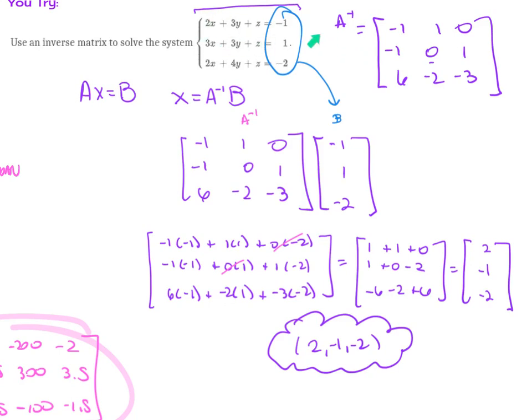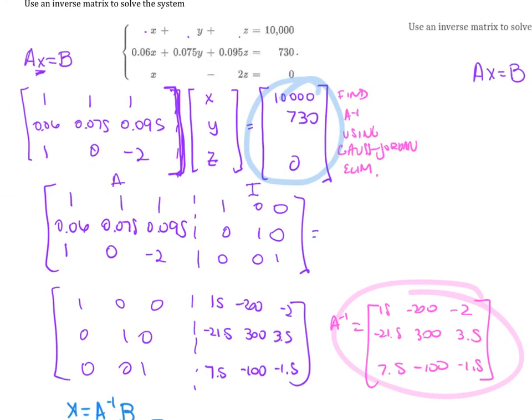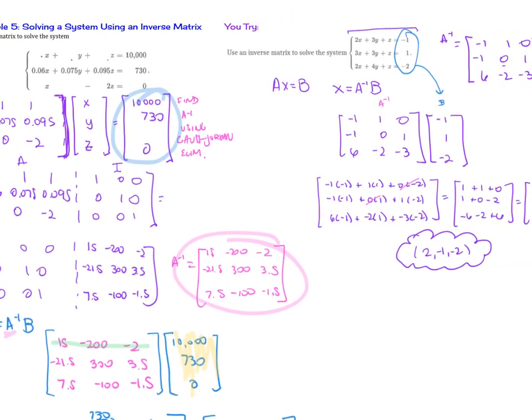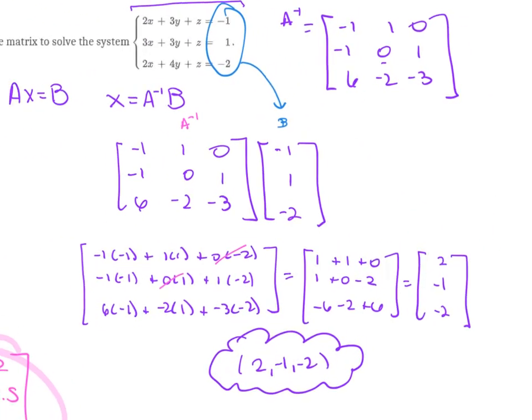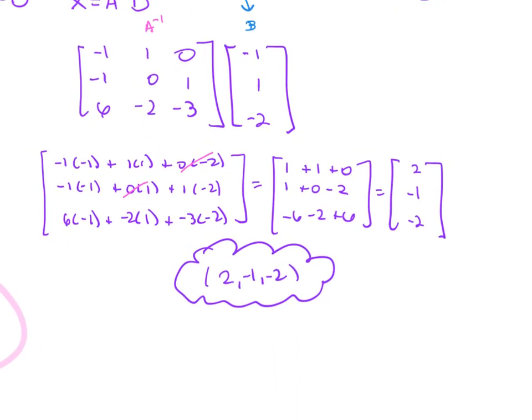Start with this, set up your system just like we did here. You set this up first, right in this spot. Then you put the identity to the right of the coefficient matrix of A, and then do Gauss-Jordan elimination to solve for the identity, like we did in previous videos. Then you use that A inverse, multiply it to B, and that's how you get the answer.